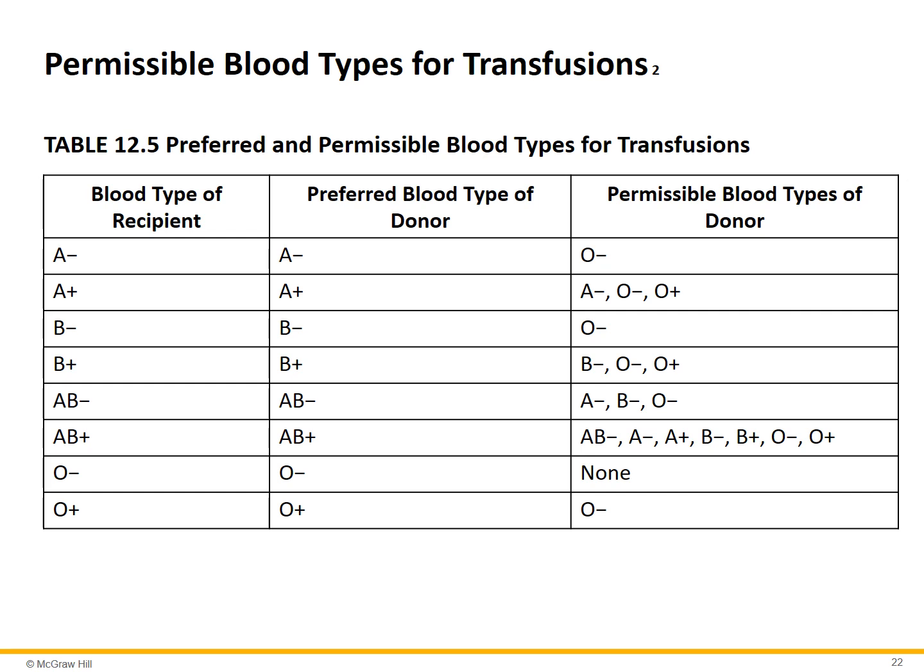Okay, so this is showing all the different blood types, and obviously your preferred blood type of donor would be exactly the same blood type, the same Rh factor. But the next slide shows possible blood types of donors. Because it is an antigen, you can give Rh negative blood to Rh positive people, but Rh negative people can only receive Rh negative blood.